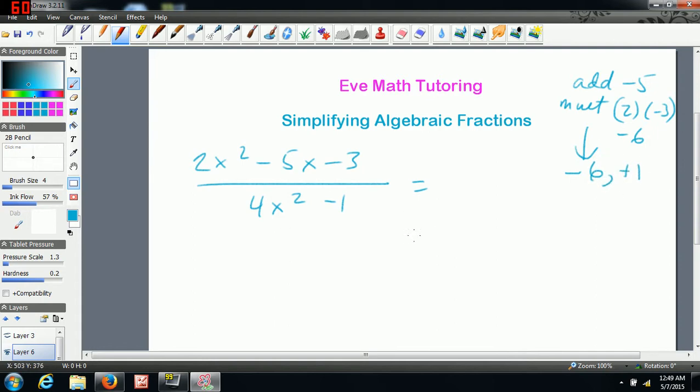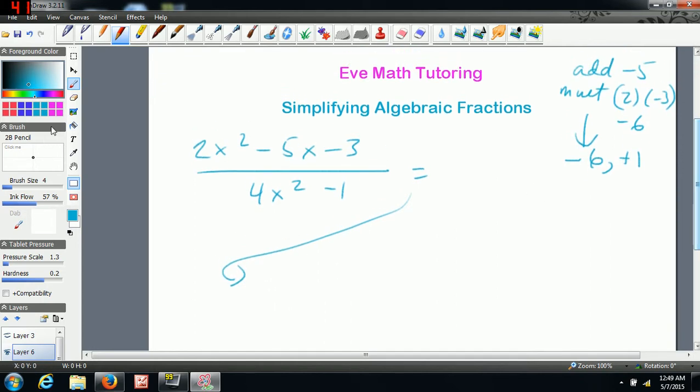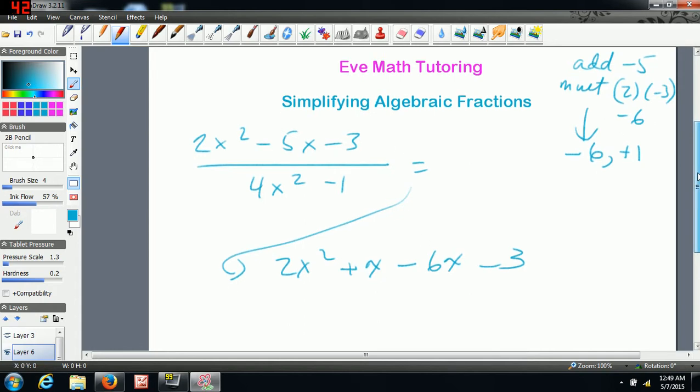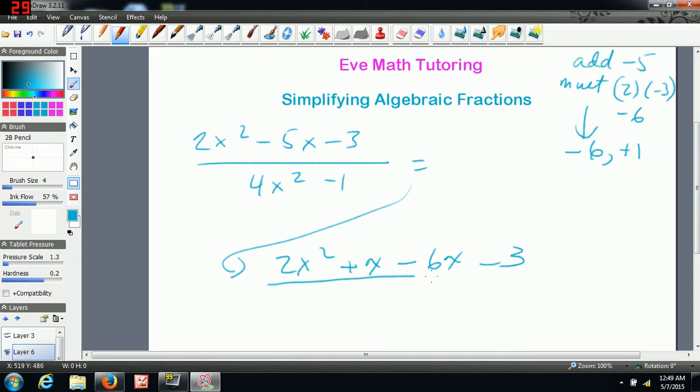Okay, so what I'm going to do now is replace the middle with those two numbers. So I'm going to go plus x minus 6x minus 3. So this is 1x minus 6x. I replace the middle with these two. And if you want more practice on that, you can look at my video on factoring trinomials.